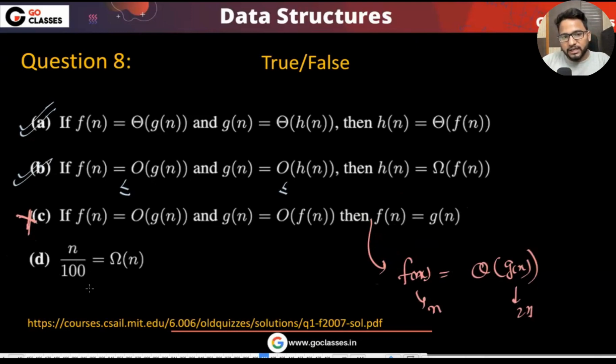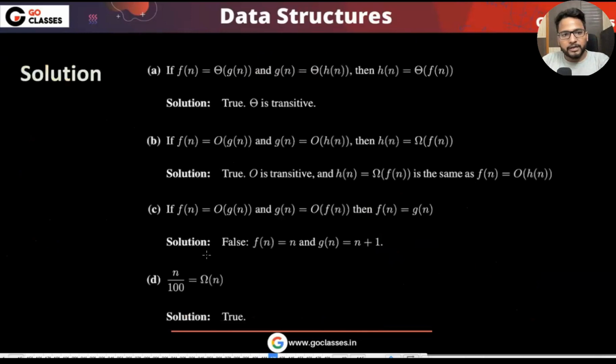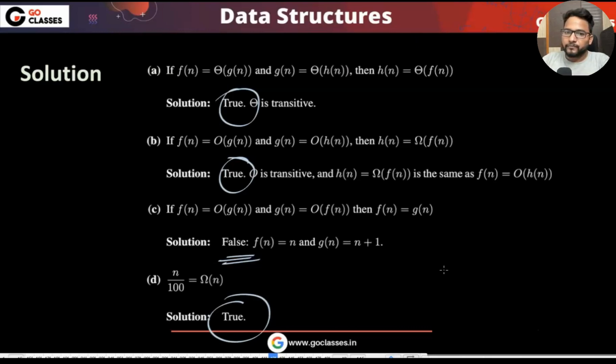Now just see this D. I think theta is possible. So big omega and big O both are possible, so I think D is correct. So A, B, D are correct, right? This is true, this is true, this is true, so this is false. This could be n, this could be n plus 1 as they are saying, or maybe n or 2n, anything.